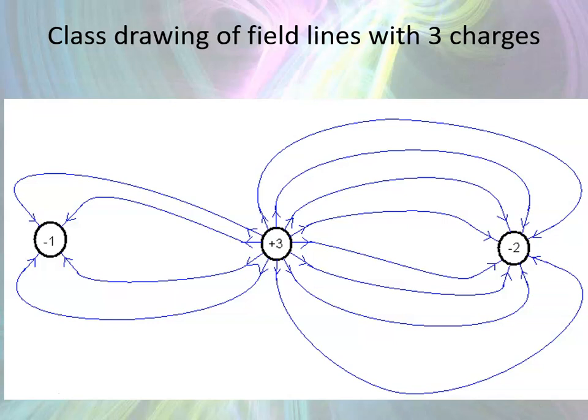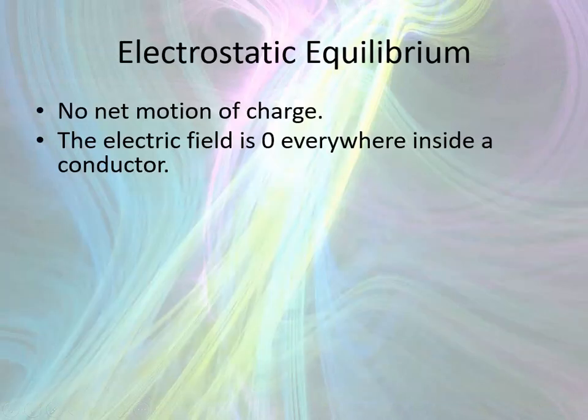But in any case, since I have 4 field lines going into my -1 charge, that means I need to have 8 going into the -2 and 12 coming out of the +3. Because after all, 12 is 4 times 3. So those are some examples of how you would draw electric fields.